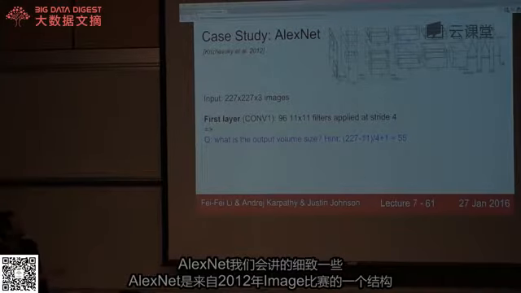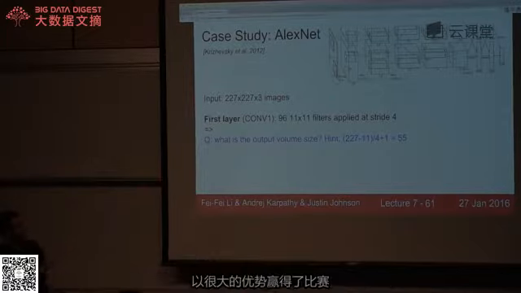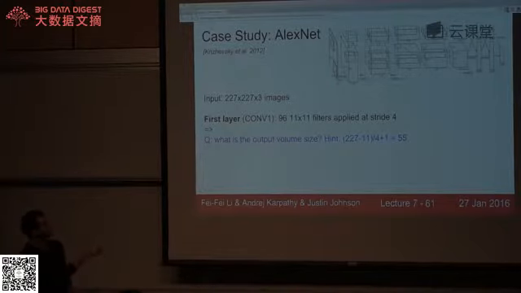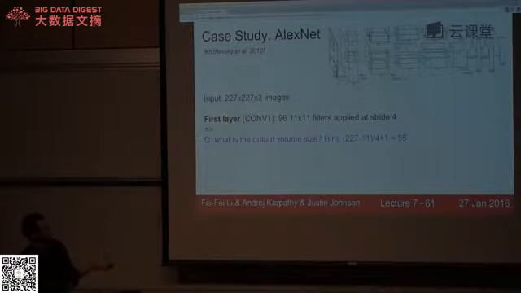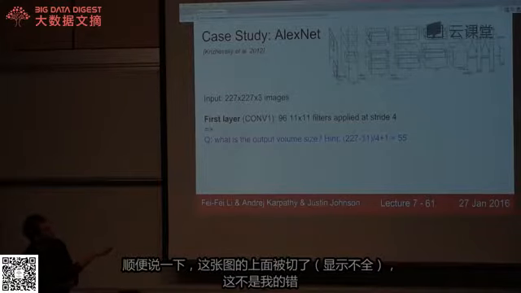I don't want to dwell on this architecture too much because we have a few more interesting architectures as well. We'll go into much more detail in AlexNet. AlexNet is the architecture from Alex Krizhevsky et al. in 2012 that famously won the ImageNet competition by a big margin. Its inputs were 227 by 227 by 3 images, and it had this architecture here. This architecture, by the way, is cropped on the top.